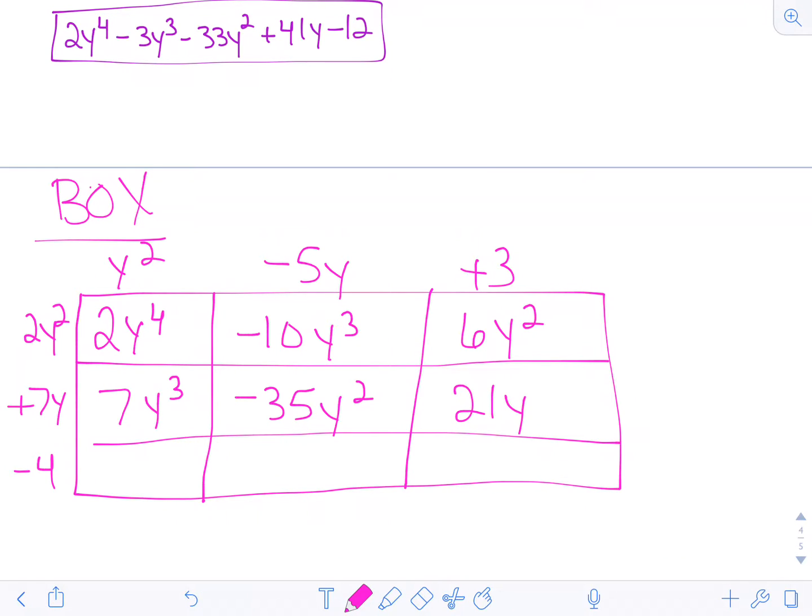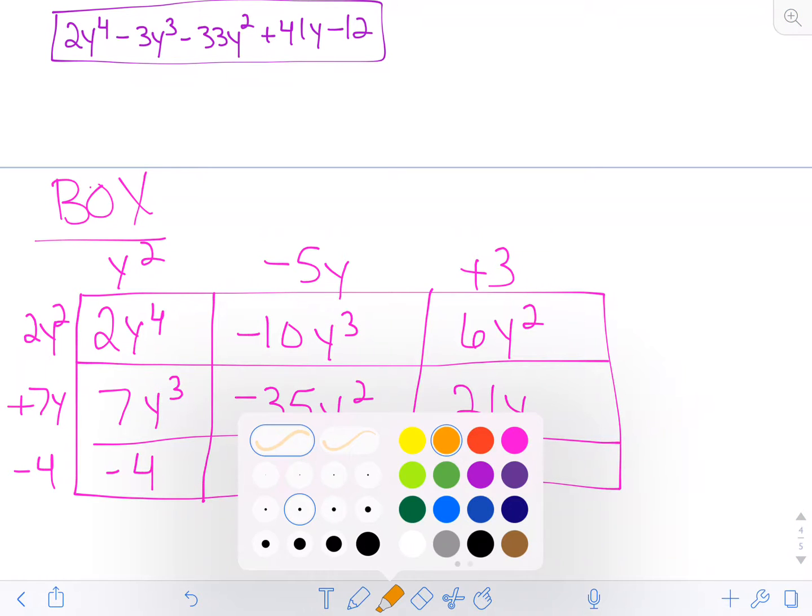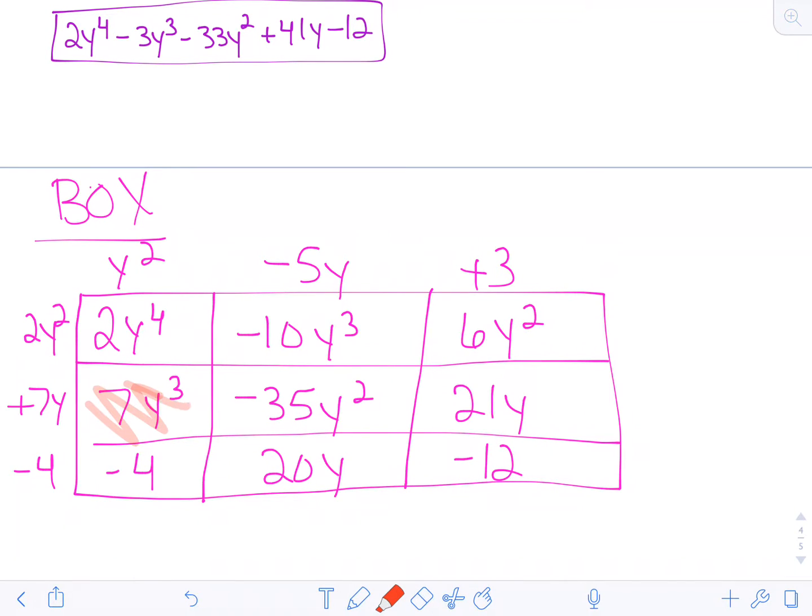And the last one, you're just multiplying everything by negative 4. So negative 4 times 1 is negative 4. Negative 4 and negative 5 is a positive 20. Don't forget the y. Negative 4 times 3 is negative 12. Okay, and again, your diagonals here are what we're going to combine. So here are the y cubes that I want to combine. Oh, I forgot my y squared on this one. Negative 4y squared. There we go.